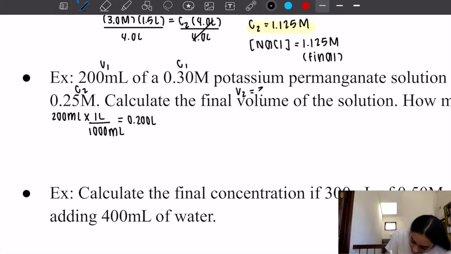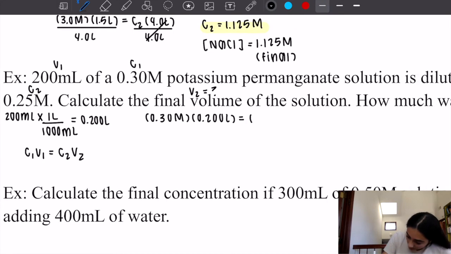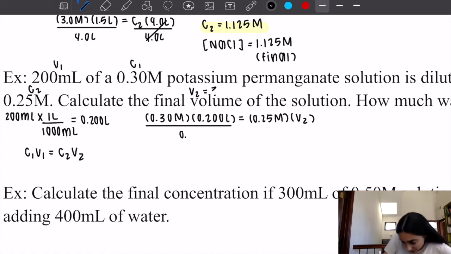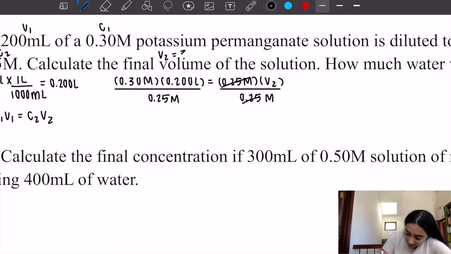So let's write our equation and plug in what we know. We have 0.30 molarity times 0.200 liters equals 0.25 molarity times V2. And then I'm going to divide both sides by 0.25. This cancels out. And then I'm going to do 0.3 times 0.2 divided by 0.25. So our final volume would be 0.24 liters.